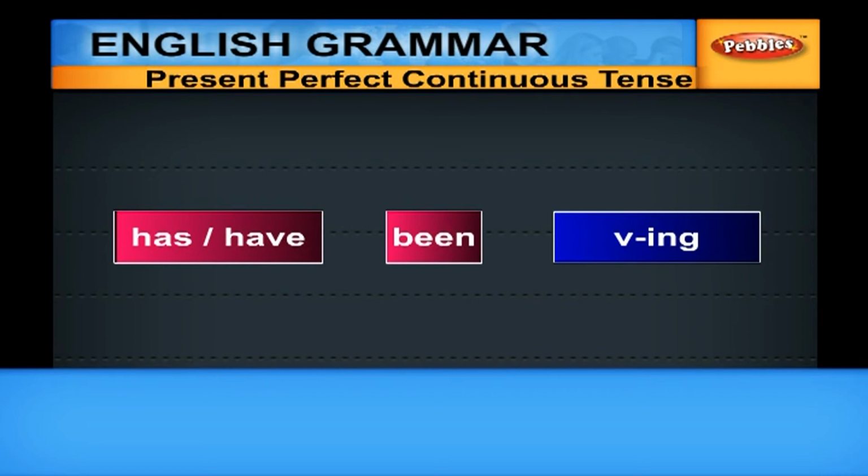The tense is indicated by have or has. The perfect is indicated by been, which is the past participle form of be. The continuous is indicated by the VING form. Present perfect continuous is equal to have or has plus been plus present participle VING.